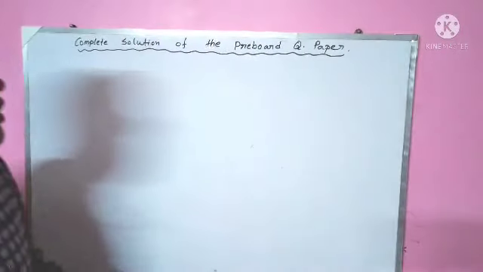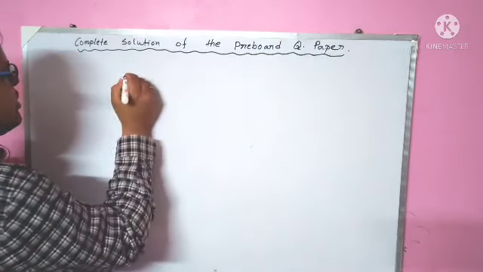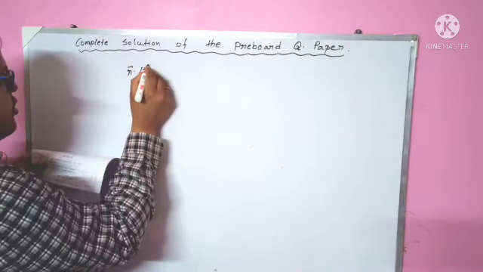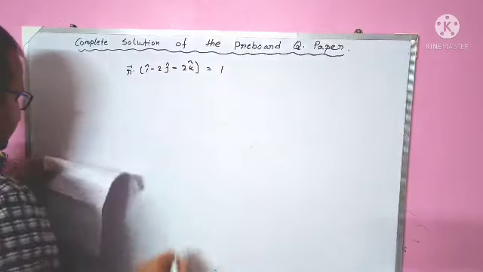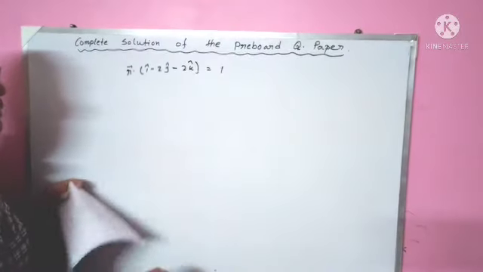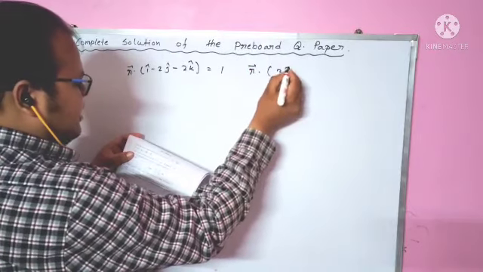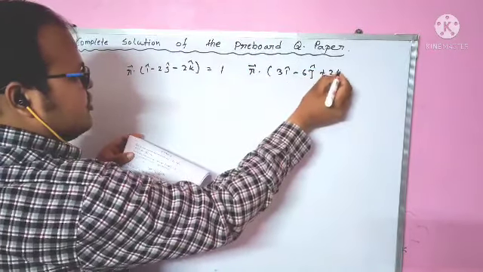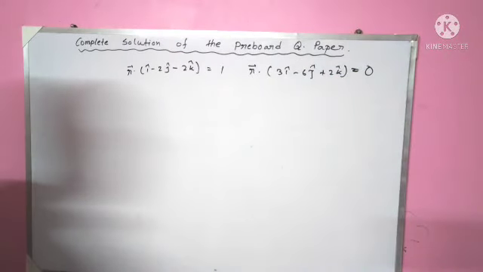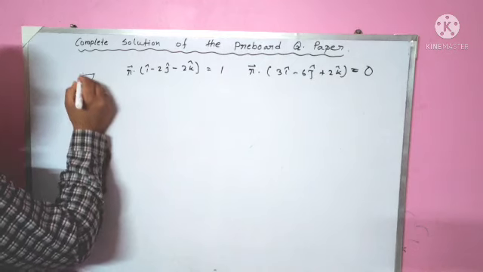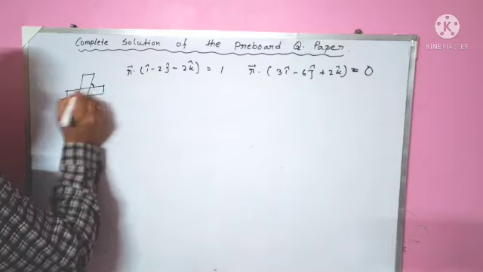First of all, the first question asks to find the acute angle between the planes. Two plane equations were given: r dot (i minus 2j minus 2k) equals 1 and r dot (3i minus 6j plus 2k) equals 0. You have to find the angle between these two planes. If I draw the planes here, there are two planes and you have to find the angle between them.